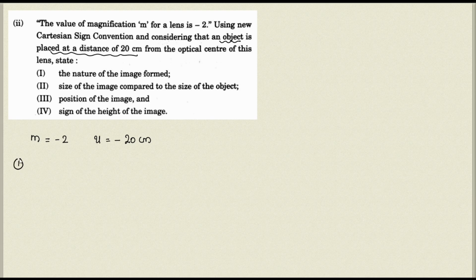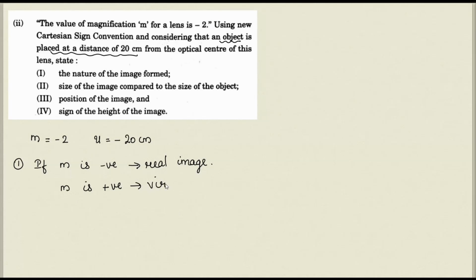Now, first what we have to find? The nature of the image formed. What type of image is formed? How we can find it? By observing the magnification value itself, we can say the nature of the image. As a shortcut, you can learn it. If magnification value is negative, it will be a real image. And if magnification value is positive, it will be a virtual image. And now we can find how we are getting it as a real image and virtual image.